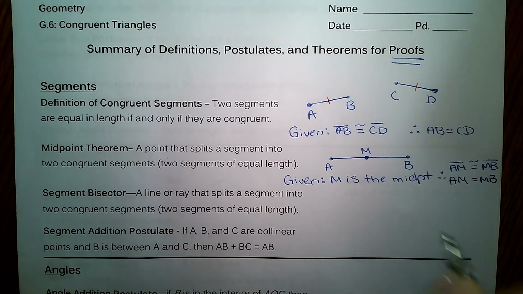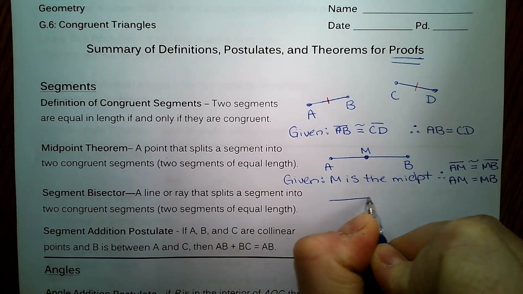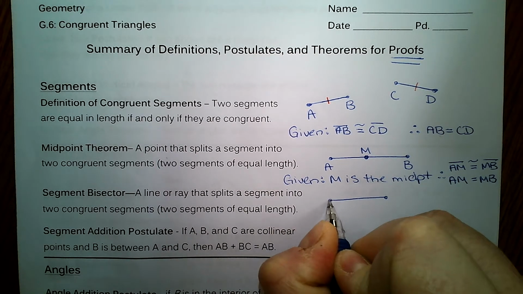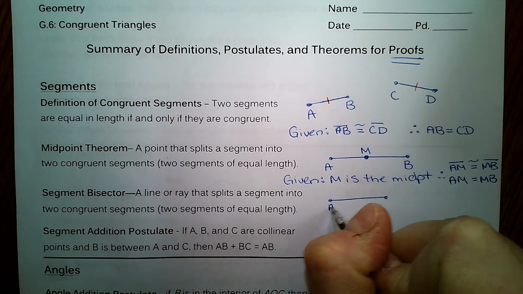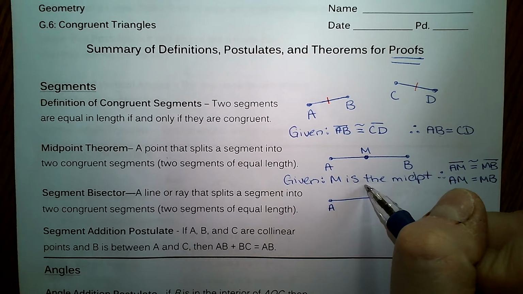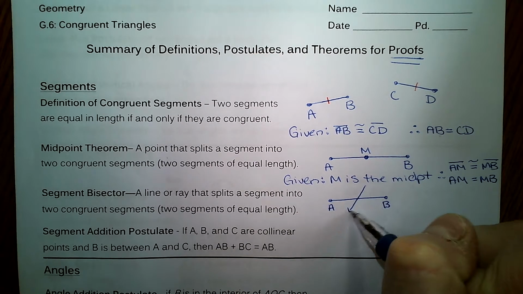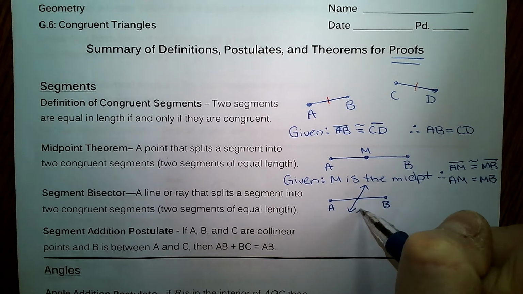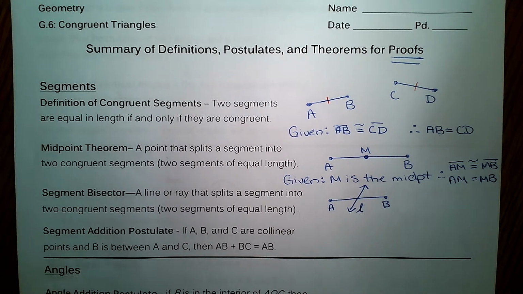So check it out. Got my segment. There's AB again. And then I'm just going to draw in, I don't know, I'll call it line L. Use my little cursive line L.